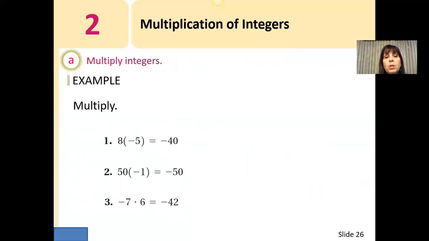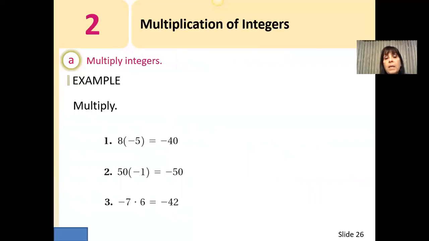In multiplication, the rule changes when you're multiplying two numbers that have opposite signs. The product is going to be negative. So all we do is to see if the sign is the same or opposite. So if the signs are opposite, the product will be negative. If the signs are the same, the product will be positive.